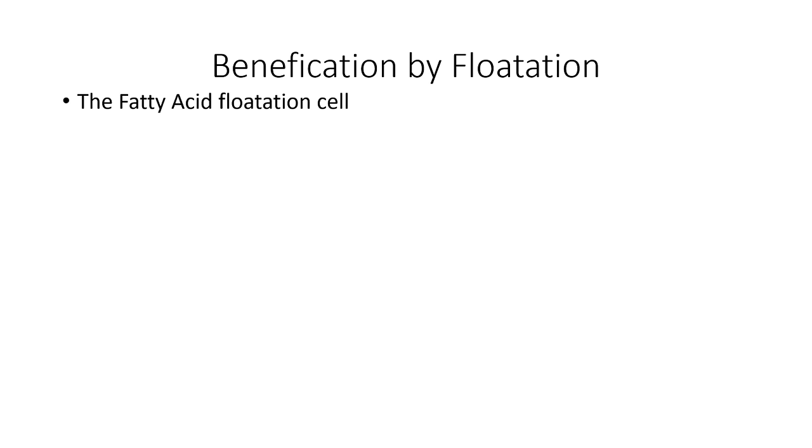Now this beneficiation is carried out in two ways. One is the anodic cell, that is a fatty acid flotation cell. In this fatty acid flotation cell, oleic acid or soap or a frothing agent like synthetic alcohol is used. The raw materials are ground to pass through a 100 mesh filter. It is then added to the flotation cells.